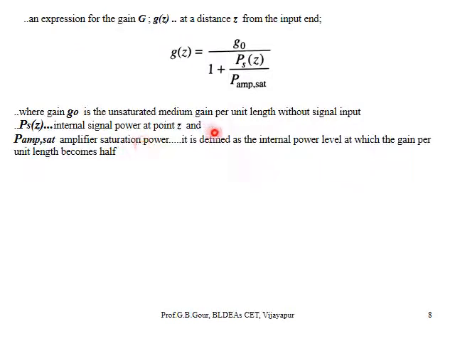So the condition is that when these two become equal, that is, when the internal signal power at distance Z becomes equal to the saturation power, then you can see 1 by 1 in the denominator. What you will get is that the gain at distance Z becomes the gain without input divided by 2. Okay, that is the meaning of amplifier saturation power here.